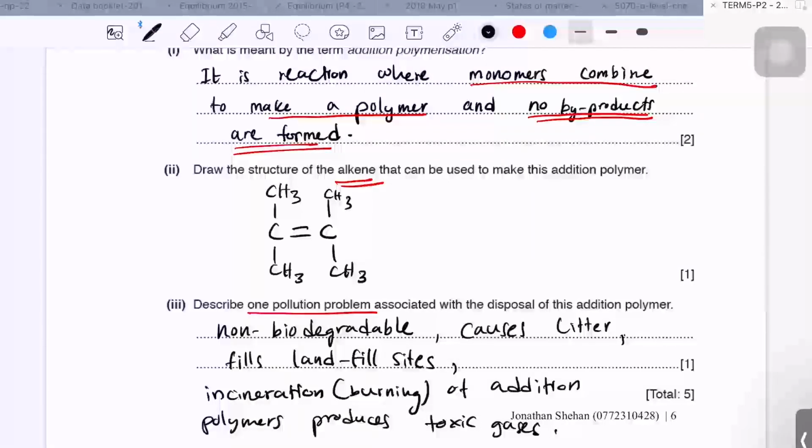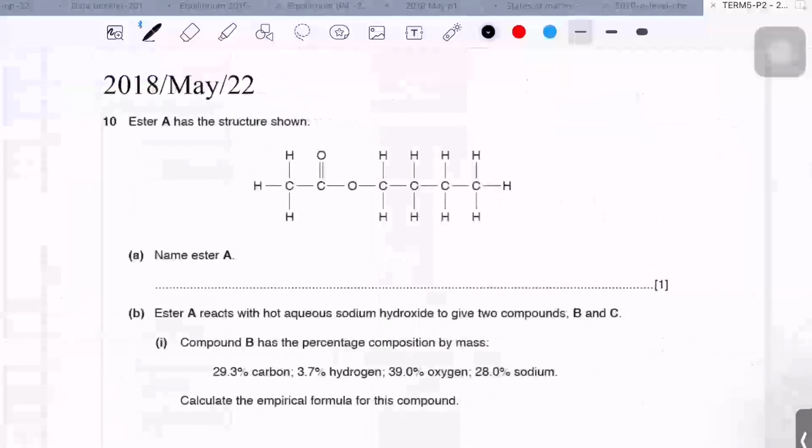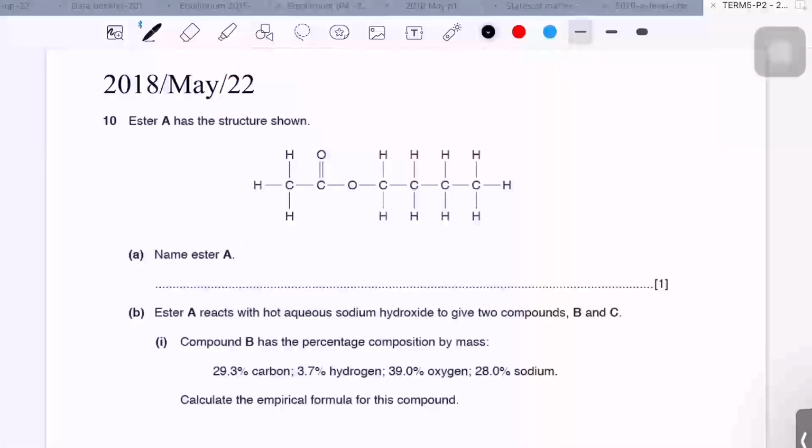Right, we can go to the next page. We have an ester. Now we have an ester, guys. We just did a question about ester. So ester A has this structure. Can you name this ester quickly?